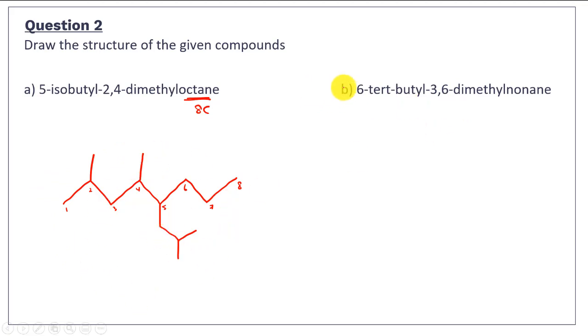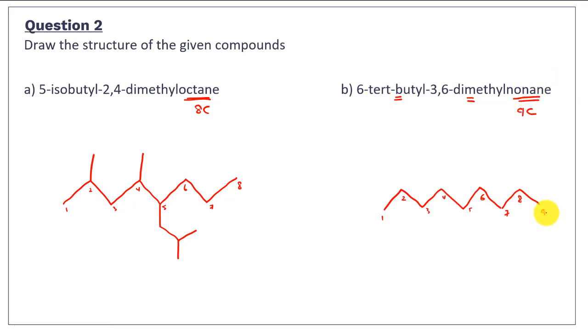Okay, and then for part B, 6-tert-butyl, tert means tertiary, and 3,6-dimethylnonane. The parent nonane here means that it has 9 carbons. To arrange the alphabet, if you're looking at this one, tert-butyl is not included in your alphabetical order. So we are looking at the alphabets B and M. The prefixes di, tri, tetra, and the terms tert or sec, the secondary carbon, are not included in your alphabetical order.